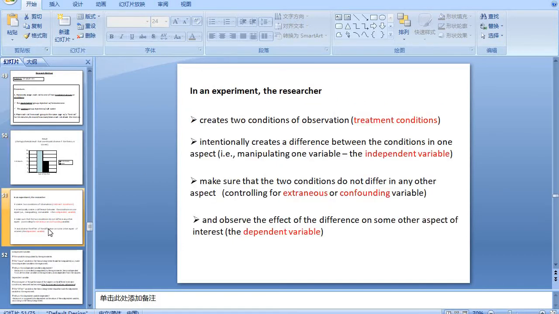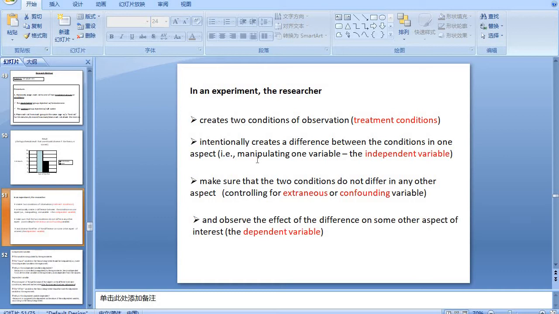Let's summarize a little bit. In your experiment, as a researcher, you create two conditions of observation. You create two treatment conditions. And these two conditions differ, or at least two conditions. You can have more than two. You can have three conditions, four conditions. And you intentionally create a difference between the different conditions.